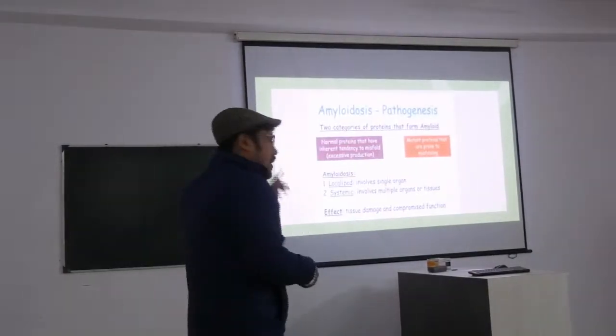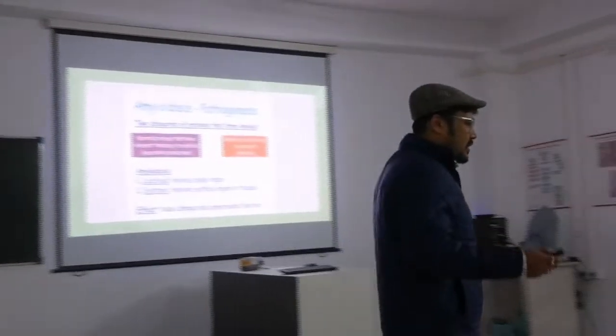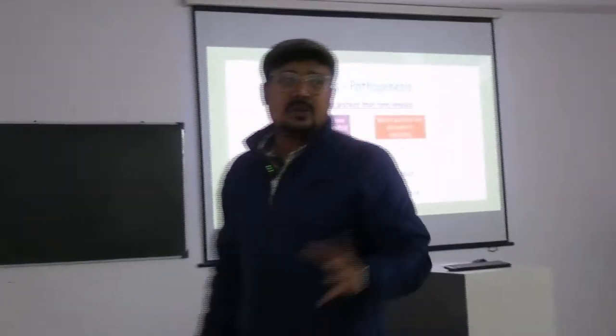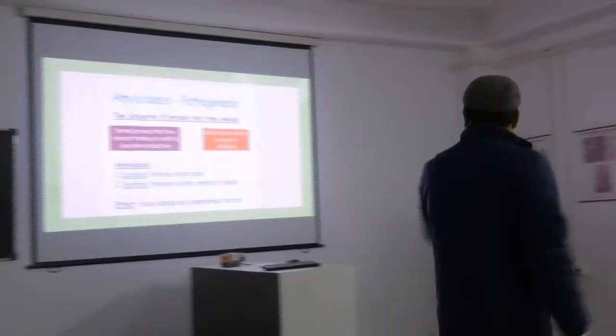Amyloidosis. So localized and systemic, two types of amyloidosis. Systemic means, from common sense, it involves the entire body, multiple organs. Okay. Localized, what is localized? Localized means the disease process is confined to a single organ. Okay.